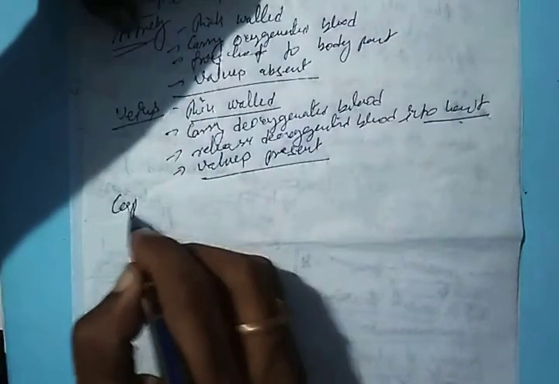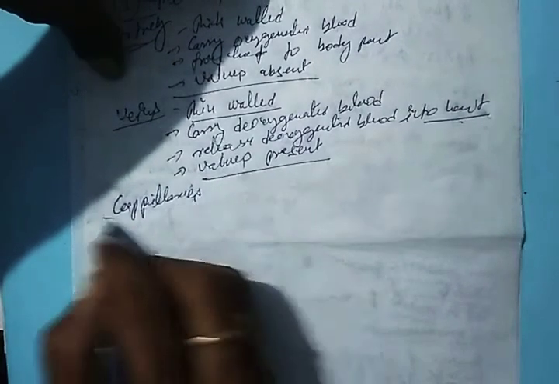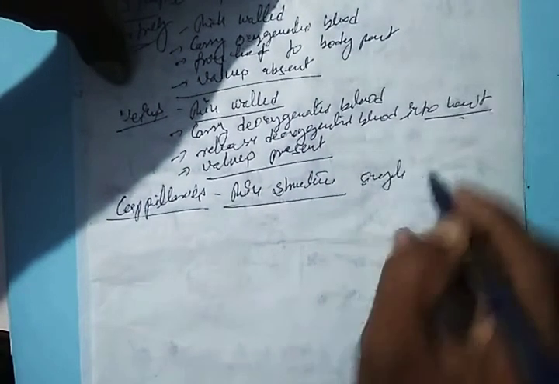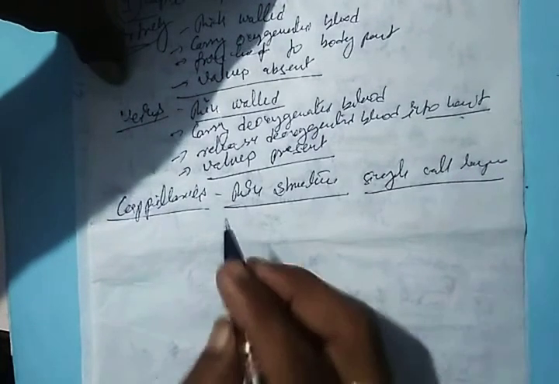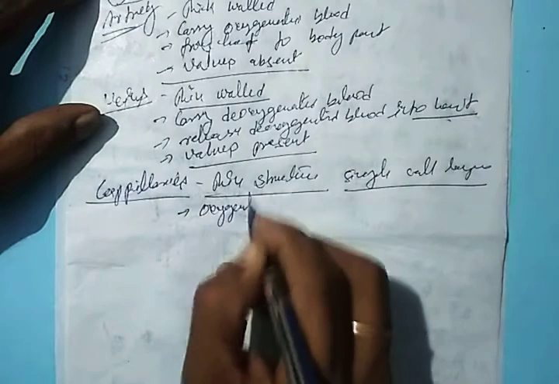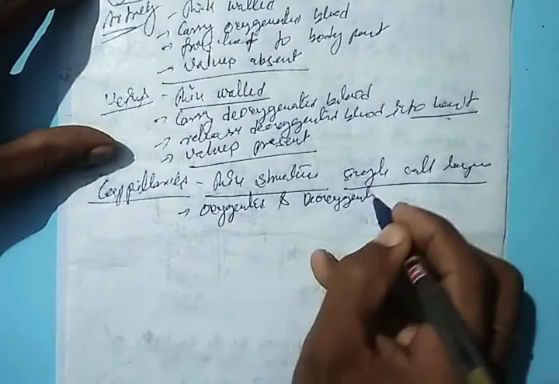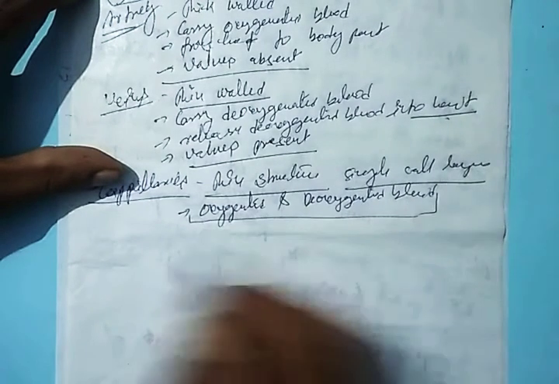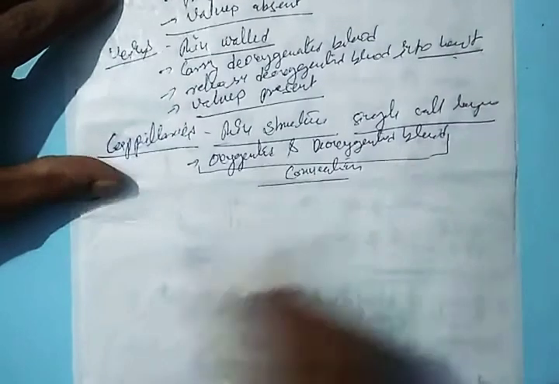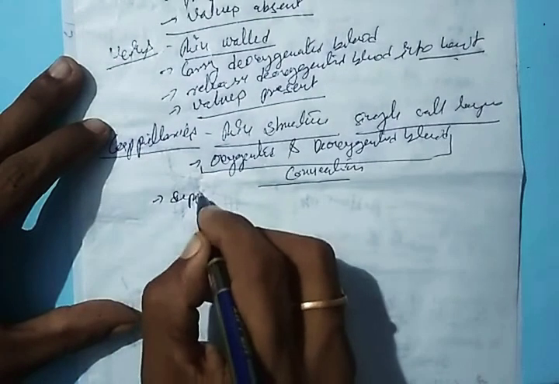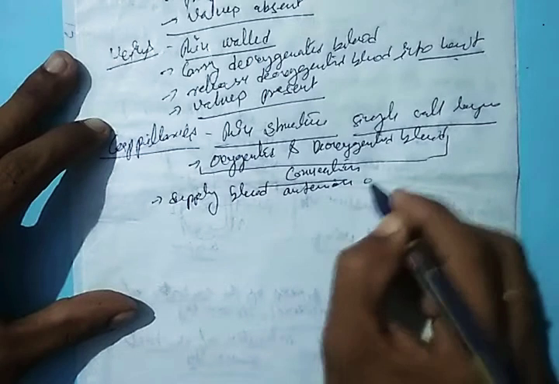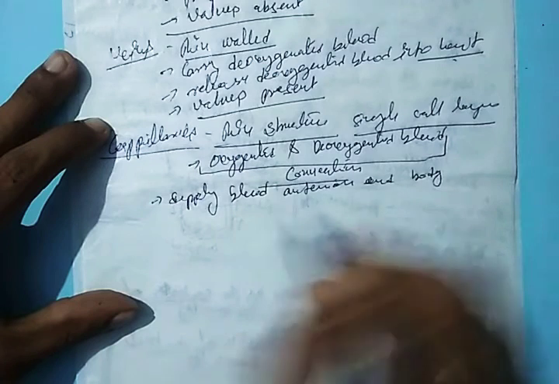Then finally, number three, capillaries. Capillaries are very thin structures, meaning single cell layered structures, and basically they make a connection between oxygenated and deoxygenated blood, and they also supply blood to all parts of the body, or all tissues.